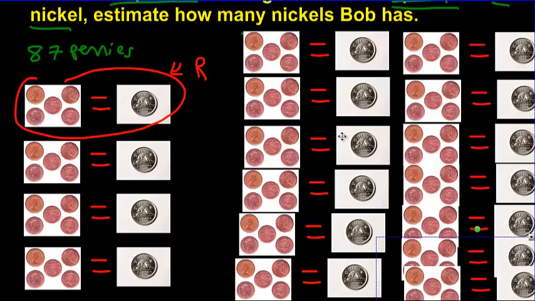I've got, look, 85 is close to 87. If I put one more, I'm going to go over. I'm going to get to 90. It's going to be way too many. 85 is a good place to stop.